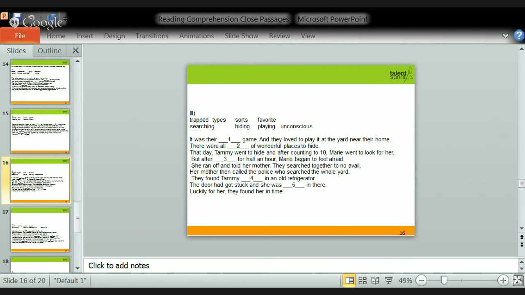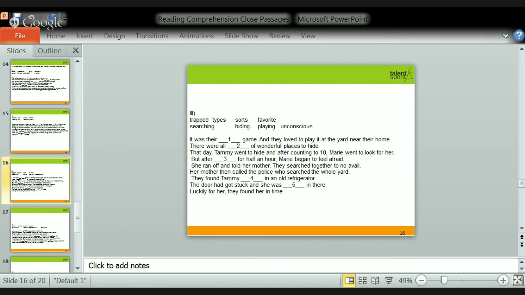That day, Tammy went to hide, and after counting to 10, Mary went to look for her. But after dash for half an hour, right? So ideally, for half an hour, what happens? She looked for half an hour. So looking for half an hour is nothing but searching. So searching is the right answer.